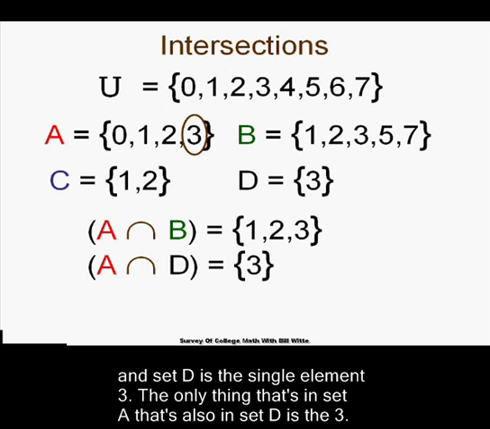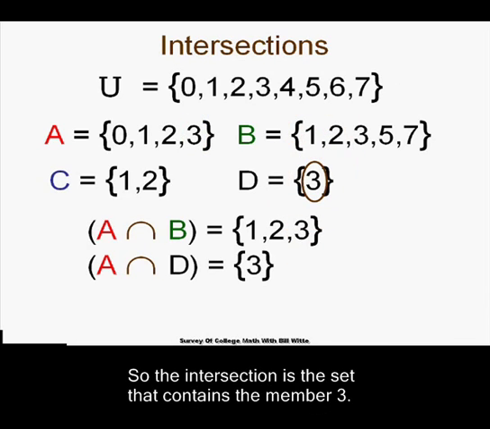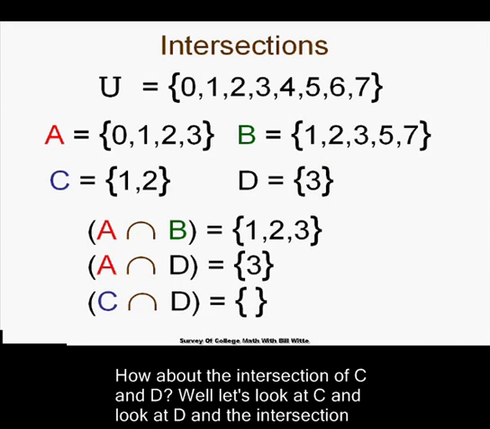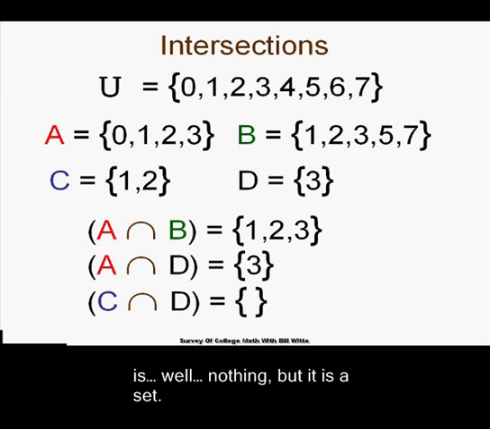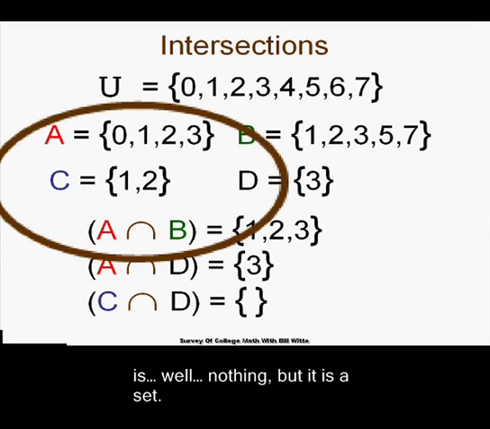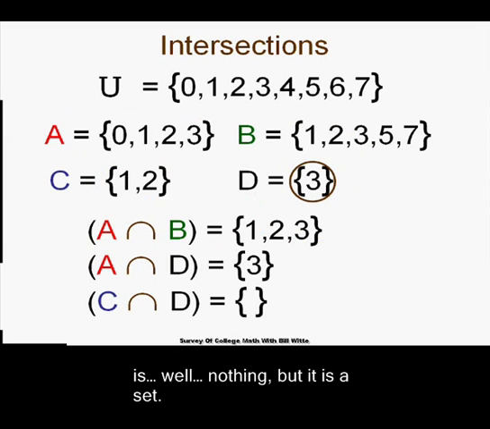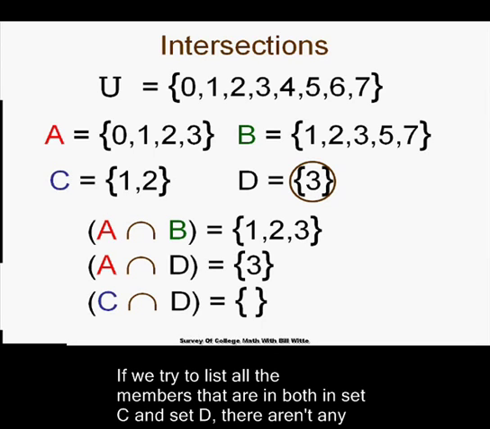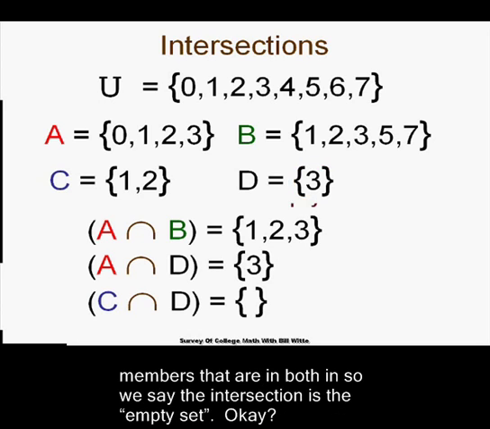The intersection of A and set D is the single element 3. If you look at set A, you see the only thing that's in A that's also in D is the 3. So the intersection is the set that contains the member 3. What about the intersection of C and D? Well, let's look at C and look at D. And the intersection is, well, nothing, but it is a set. So we say, I don't understand. Well, all the members that are in set C and in D, and there aren't any members that are both in set C and set D. So we say the intersection is the empty set. Okay?